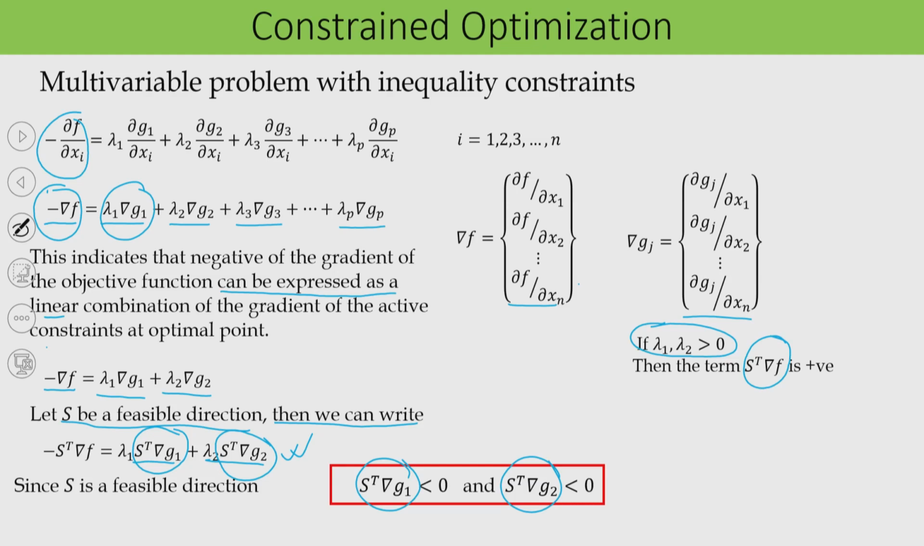Just look at this equation: because S transpose del g 1 and S transpose del g 2 are negative, if lambda 1 and lambda 2 are positive, then S transpose del f is positive. What does it mean basically? If S transpose del f is positive, that indicates that S is a direction of increasing function value.